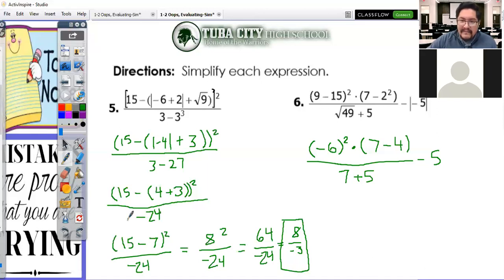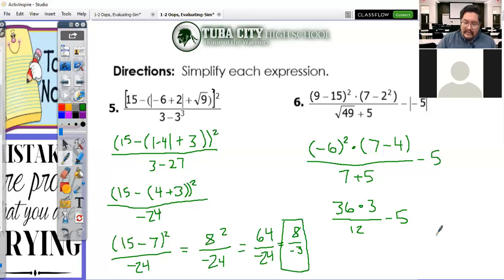Okay, keep going. So I have -6 squared. So that's going to be -6 times -6. So a negative times a negative is going to be a positive, and 6 times 6 is 36. And then 7 minus 4 is going to be 3. And then 7 plus 5 is 12.